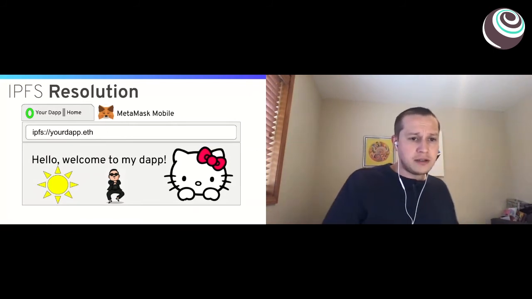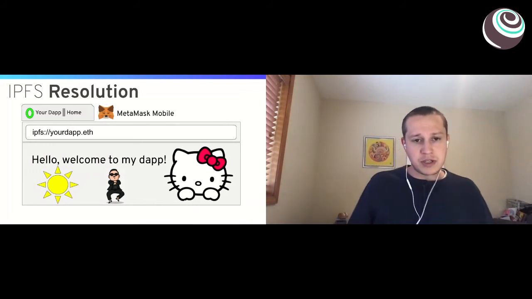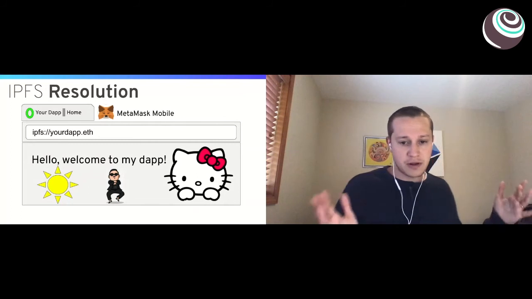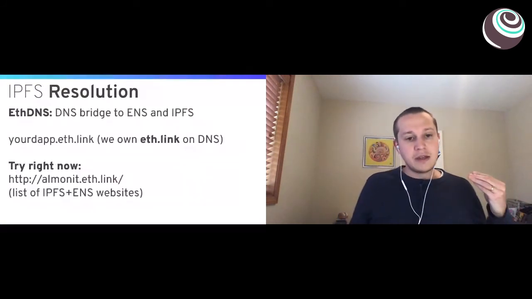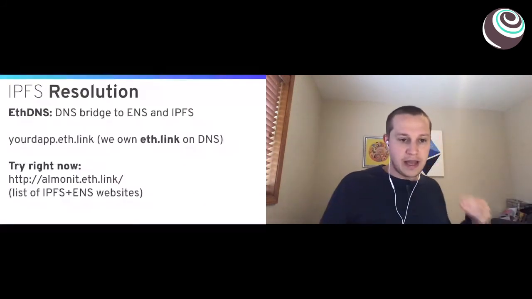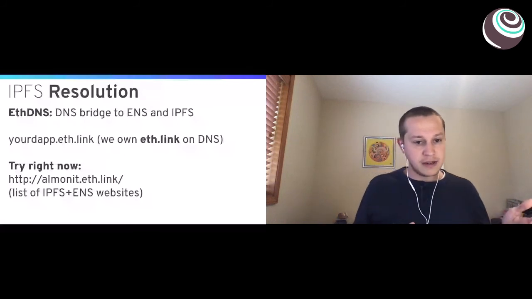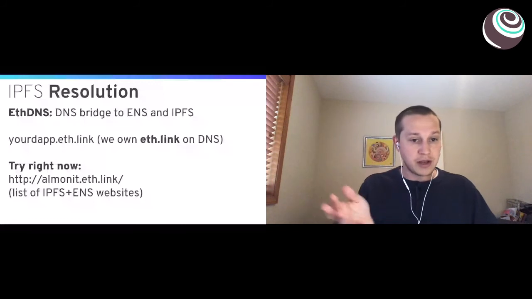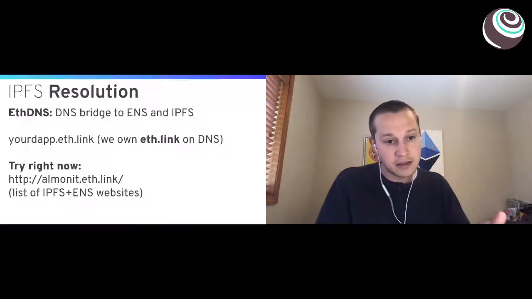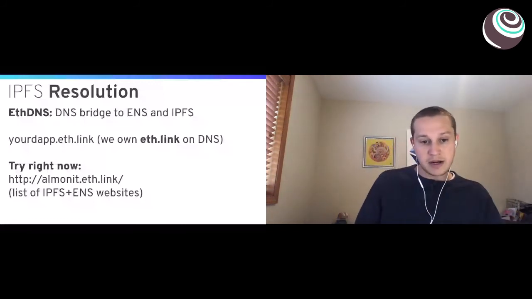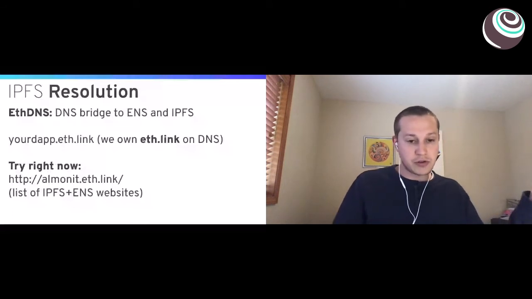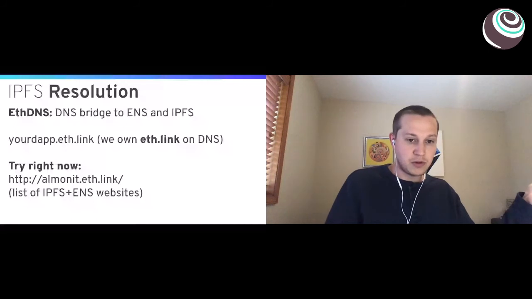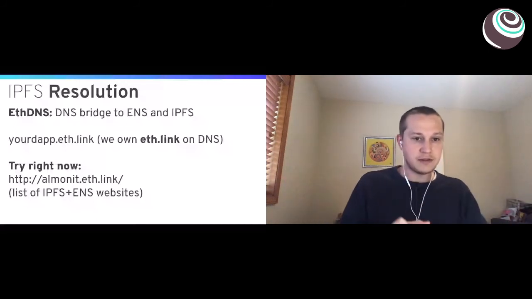We have this thing called ETH DNS, which is a DNS bridge to ENS and IPFS. So this is if you don't have any of those browsers I just listed off, or you don't have MetaMask, you can just add .link to the end of the .eth name, and it will then work in any browser. So for example, right now in your browser, go to almonet.eth.link, and it will bring up the Almonet website, which is a directory for ENS and IPFS websites. It's kind of cool. And there's hundreds of these. There's tons of these.